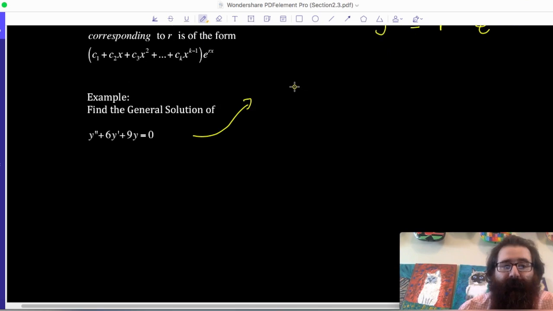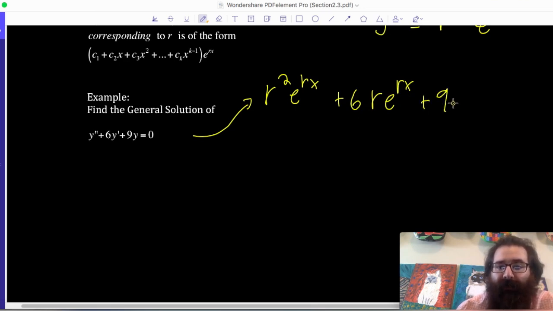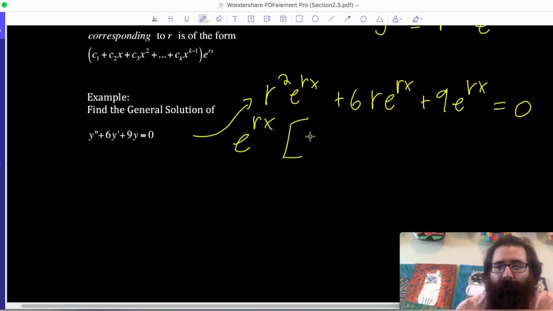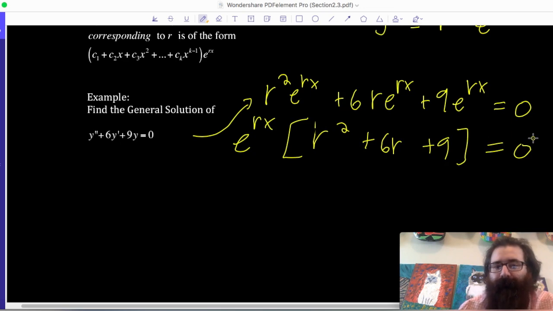So we'd say, well, here, this is going to give us r squared e to the rx in place of y double prime, plus 6 times y prime is 6 times r e to the rx, plus 9 times y, that's 9 times e to the rx, and then equals 0. But as soon as we do this, we'd say, well, notice e to the rx appears as common, so we factor it out, and we're left with r squared plus 6r plus 9, and then equals 0. You're going to notice this is a common trend that we factor the e to the rx out, and then we sort of ignore it.